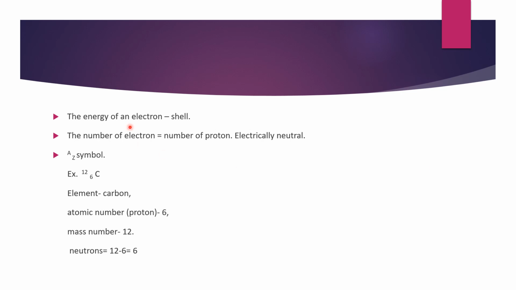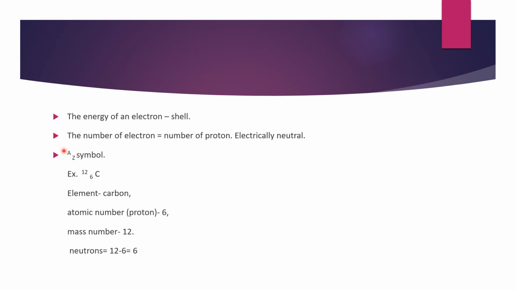About electrons, what is written here? The energy of an electron depends on the shell in which it resides, right? The shells K, L, M, N. Different shells are there, and the shell in which the electron is present decides the energy of the electron. The number of electrons is always equal to the number of protons, and hence the atom is electrically neutral. Always remember, the number of electrons is equal to the number of protons. Protons carry positive charge, electrons carry negative charge. They balance and cancel each other, and hence the atom becomes neutral. Neutrons are already neutral in charge, so they don't participate in this electrical balancing.